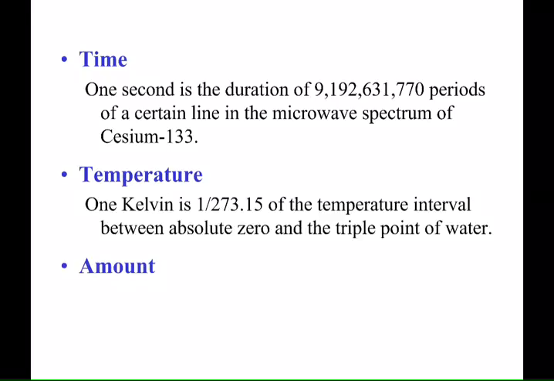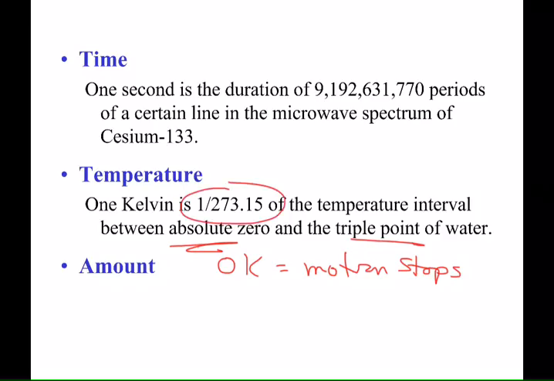Temperature goes back to absolute zero, which, if you're familiar with that, and we will talk a little bit about that, is 0 Kelvin. It's where all molecular motion stops, which is kind of neat to think about. Between absolute zero and the triple point of water, which is about 0 degrees Celsius, 1 Kelvin is that fraction of an interval between there.